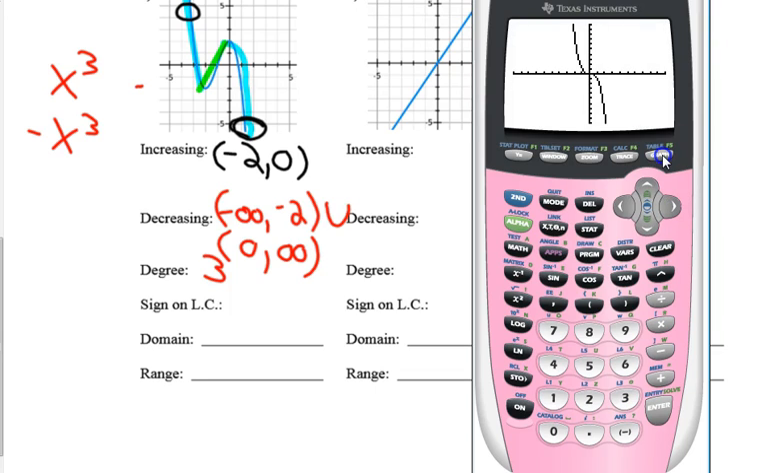Okay, as x approaches negative infinity, where is y approaching? Positive infinity, right? As x approaches positive infinity, where is y going? Negative infinity. So it has the same end behavior, which means the leading coefficient has to be negative. Okay?